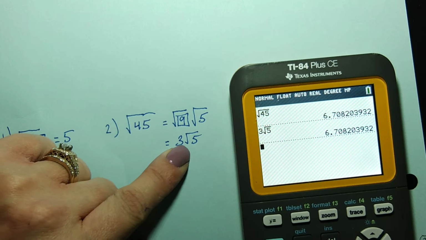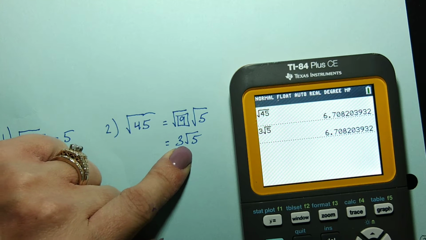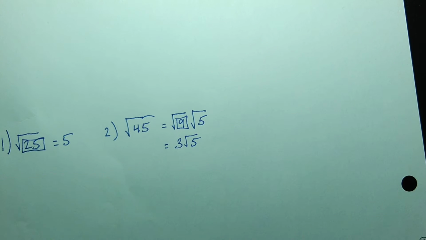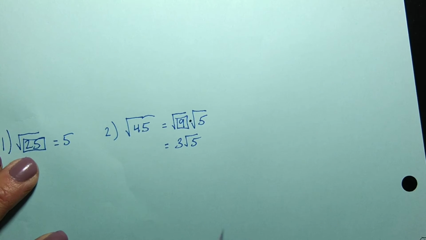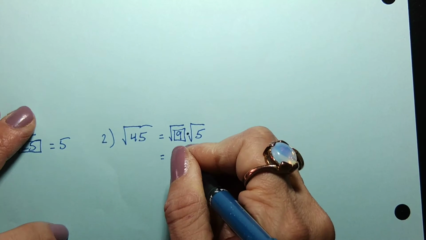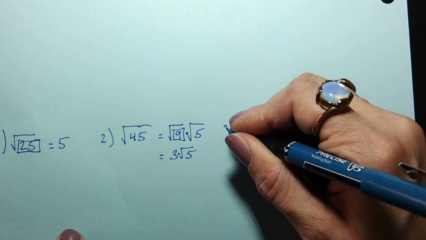So what operation is going on between that 3 and that radical 5? Multiplication. So when I break up the radical into kind of factor tree factors, they are joined by multiplication. So the coefficients in the radicals are joined by multiplication as well.